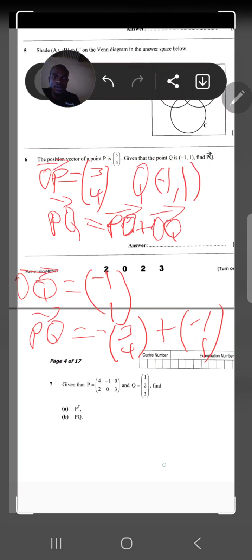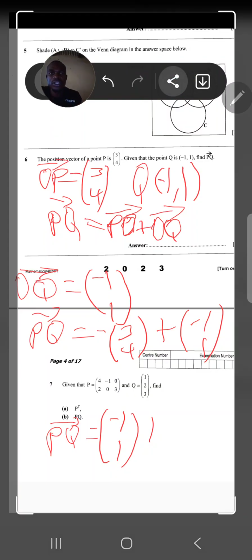Okay, allow me to use this space here. So vector PQ will be equal to -1. We are going to start with that one using the commutative law. It doesn't matter which one we begin with. According to the commutative law, we can get the same answer.